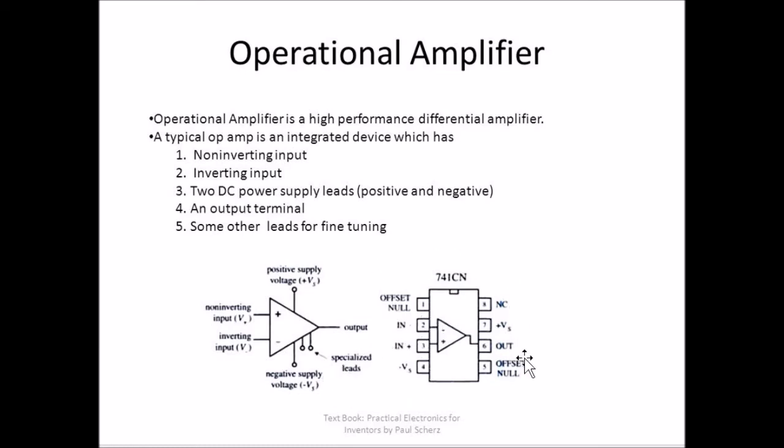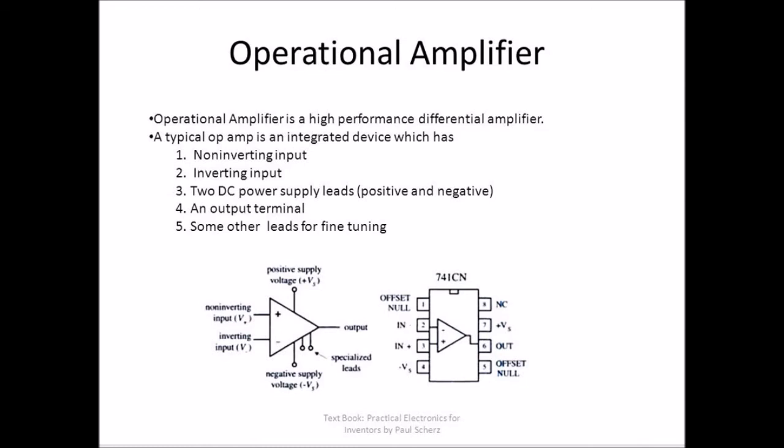So here is the pin diagram of the operational amplifier. Usually this operational amplifier is represented as IC741. The first terminal is offset null and the second terminal is the negative input. The third terminal is the positive input, and the fourth terminal is the minus supply voltage. The fifth terminal is offset null again, and the sixth is output. Seven is the plus five supply, and eight is no connection.